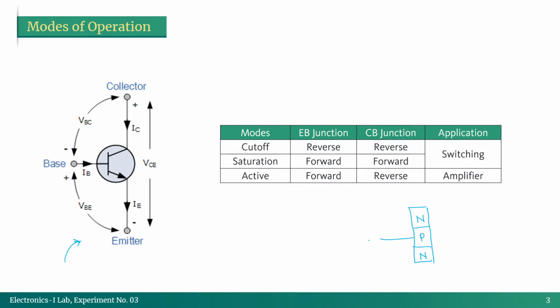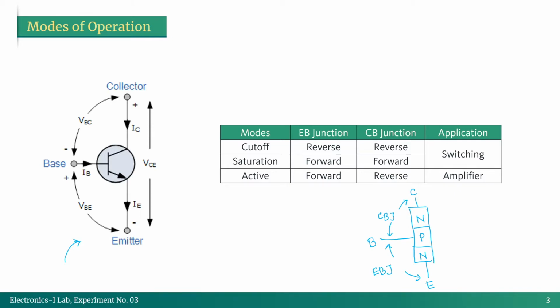So this is our base. The top one is collector, the bottom one is emitter. Then that means there should be two junctions. One of them is this one, which can be called EBJ or emitter to base junction, and another one is this one, which can be called CBJ or collector to base junction.